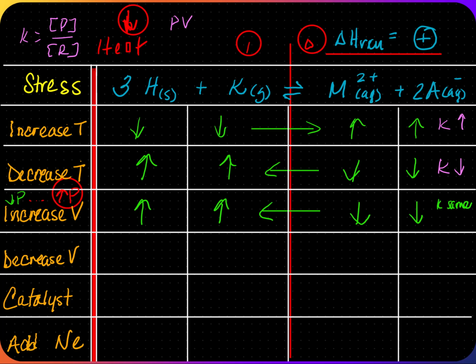When the volume is decreased, according to Boyle's law, my pressure is increased because they're inversely related. So that means I need to do the opposite again. I have to decrease the pressure. To decrease the pressure, I go to the side of fewer moles. So that means I need to shift to the product side. My products increase. My reactants decrease. My K remains the same because only temperature affects it.